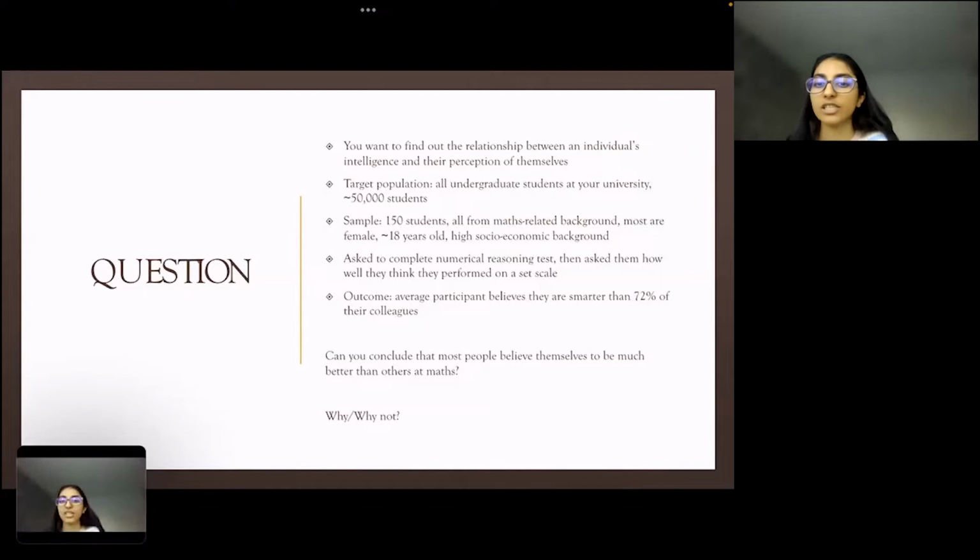Given that information, can you conclude that most people believe themselves to be much better than others at maths? And why or why not? If you're feeling brave, feel free to unmute yourself and say, if not, feel free to put something in the chat. I'll just give people a minute if anyone wants to comment. If not, I have the answer on the next slide anyway, which I'll talk through.